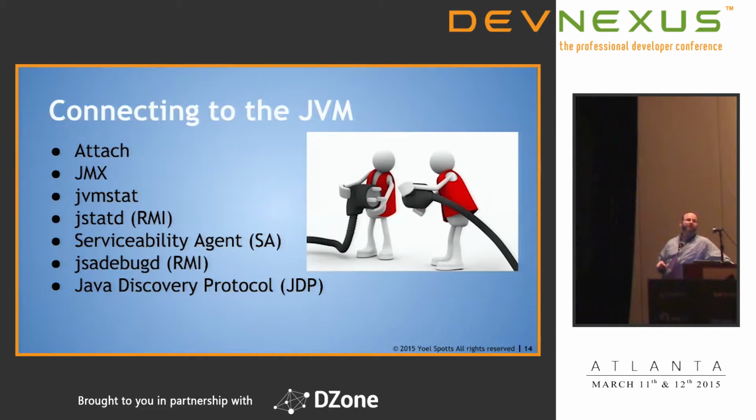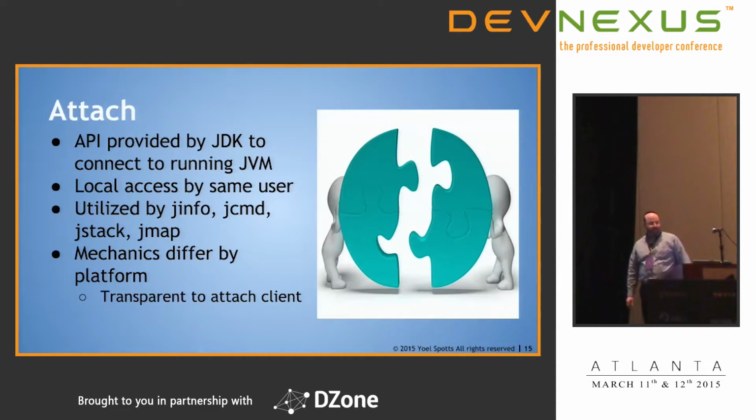And what that means is there are actually little, I don't know what to call them, openings, orifices in the JVM, which allow you to connect through these different mechanisms. So let's take a closer look at each of these in turn. And the first one is called the attach API.